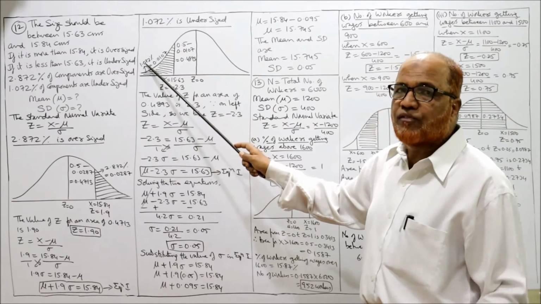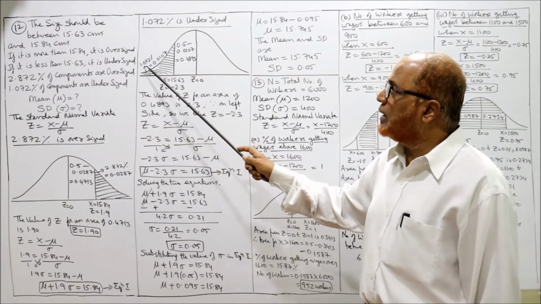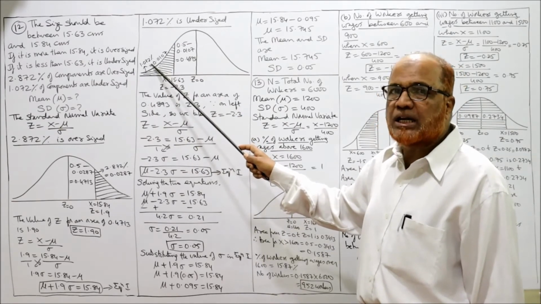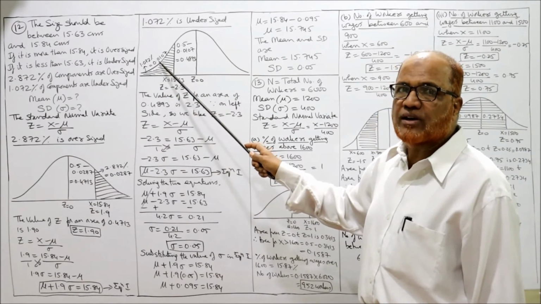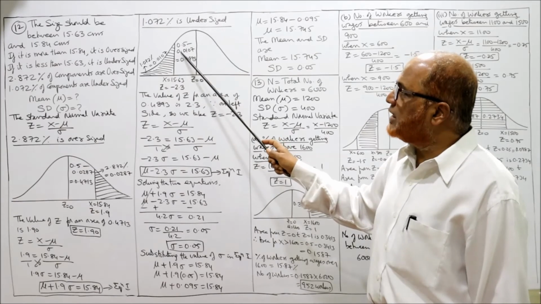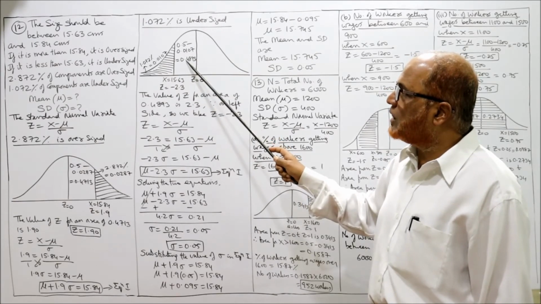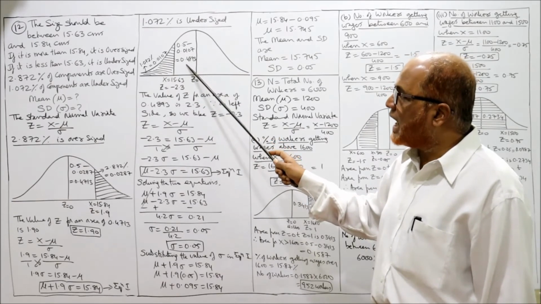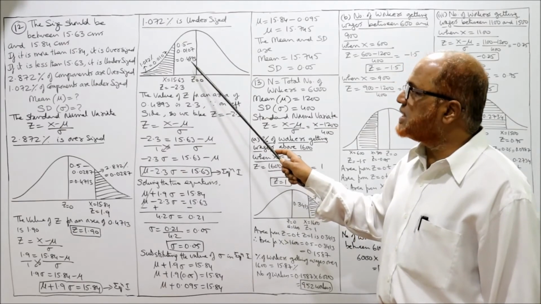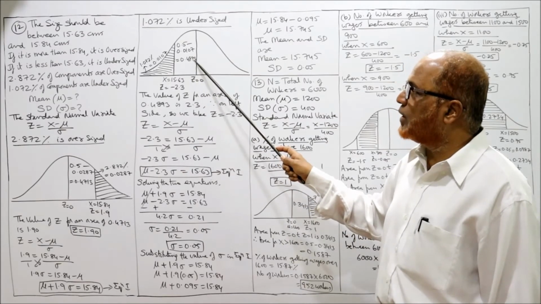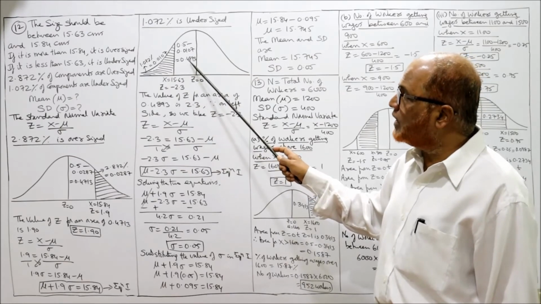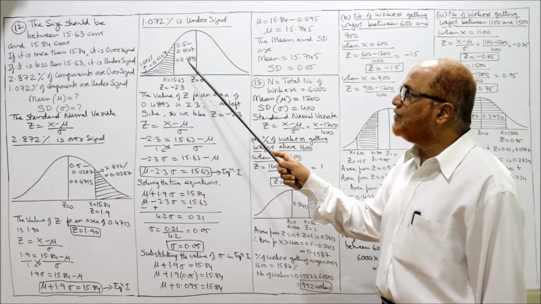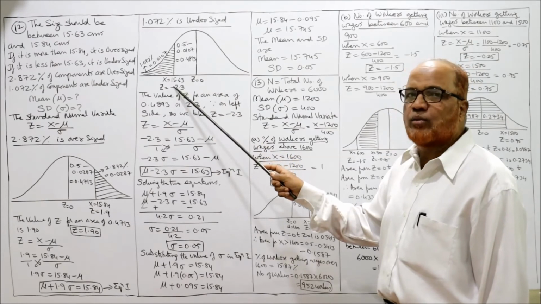1.072%. If you convert it into fraction, 1.072 divided by 100, you will get 0.0107. This is the fraction. Now 0.5 में से minus 0.0107 निकाल दो, 0.4893 is the unshaded area. This unshaded area is 0.4893. Now we need the value of Z for an area of 0.4893. 0.4893 area के लिए Z का value क्या है?